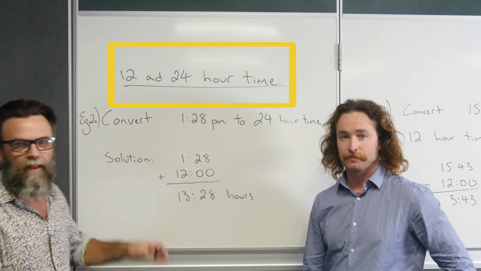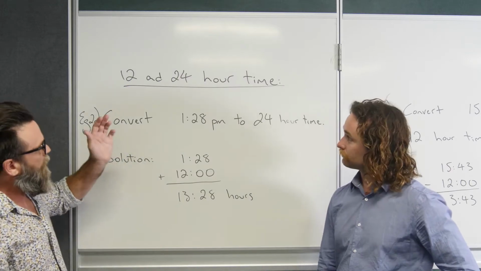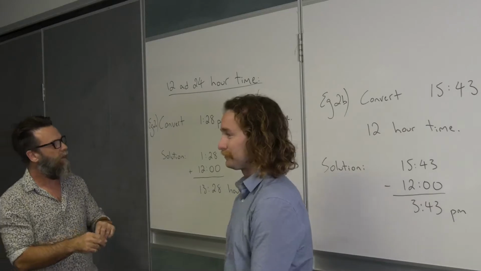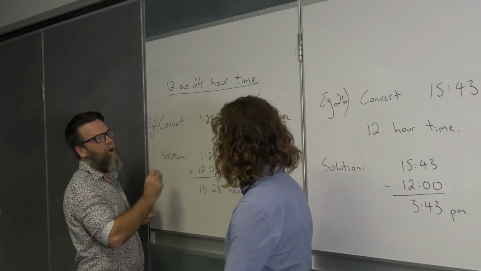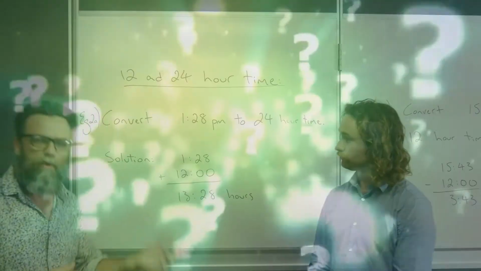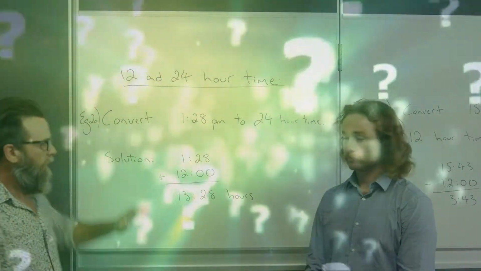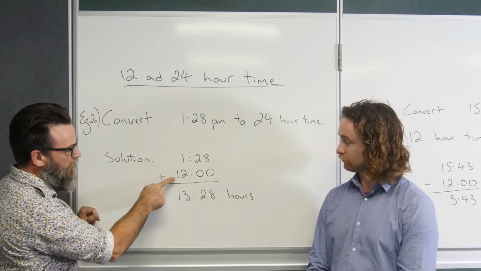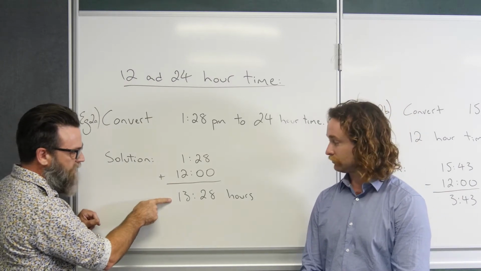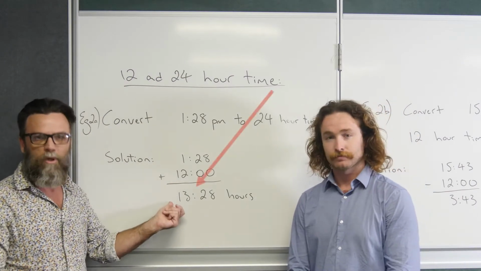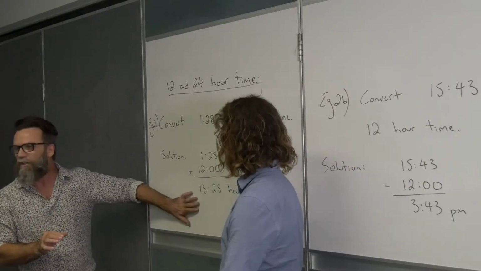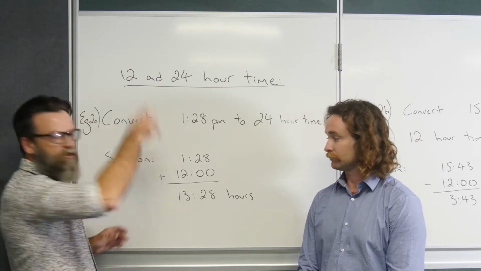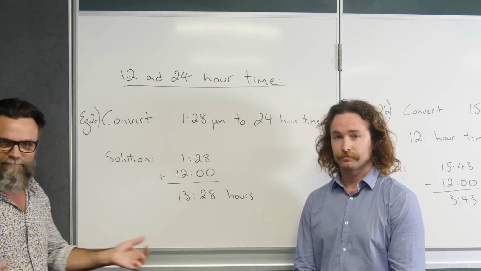Okay, ladies and gentlemen, the second example we're looking at is where we're going to convert from 12-hour time to 24-hour time. The question we're looking at is if we've got 1:28 p.m., what would that be in 24-hour time? To do that, really quite simply, we take our 12-hour time, we add 12 hours to that, and our final answer is 24-hour time. Now, there is a little hiccup. If it goes over that number 24, it just starts again on the other side.